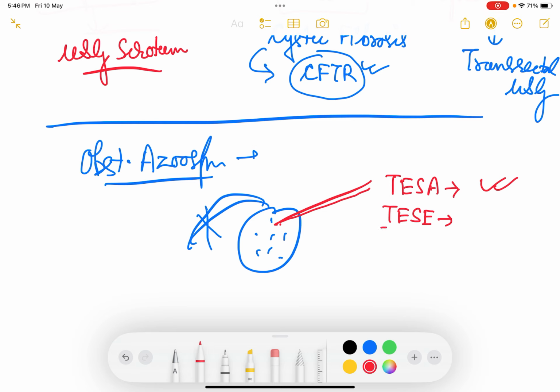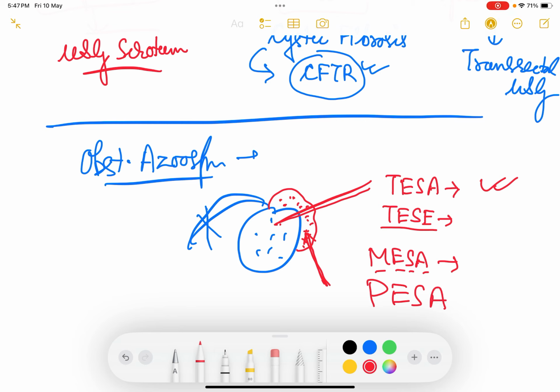This is called testicular sperm extraction, TESE. Then you have MESA. MESA is microsurgical epididymal sperm aspiration. Means if the epididymis is full of sperms, you can introduce the needle into the epididymis and extract from here also. So it will be microsurgical epididymal sperm aspiration, or it can be PESA. PESA is percutaneous epididymal sperm aspiration.